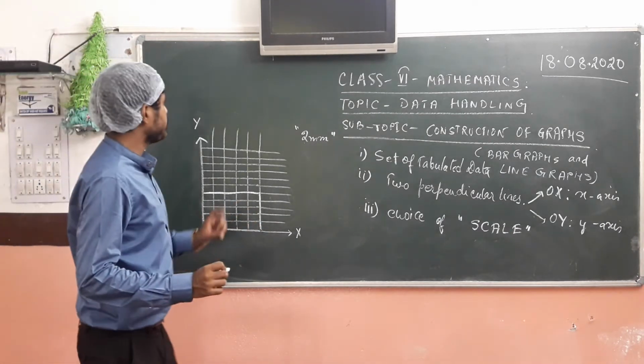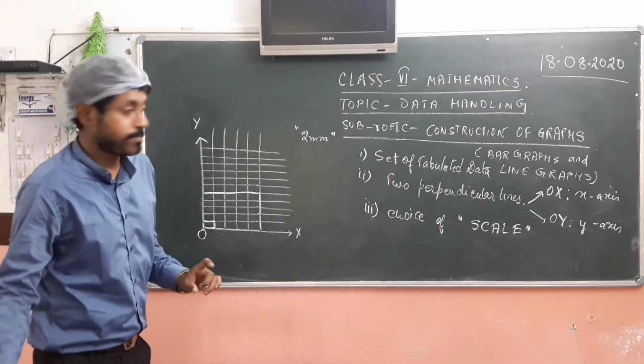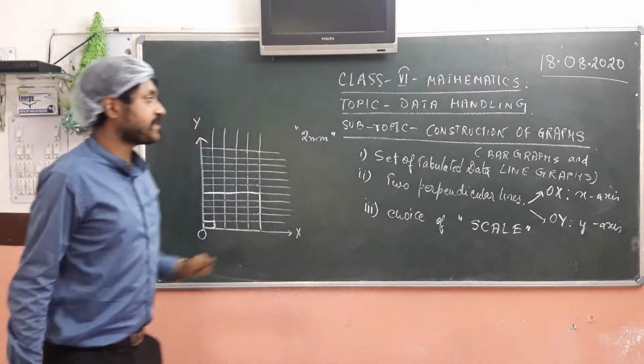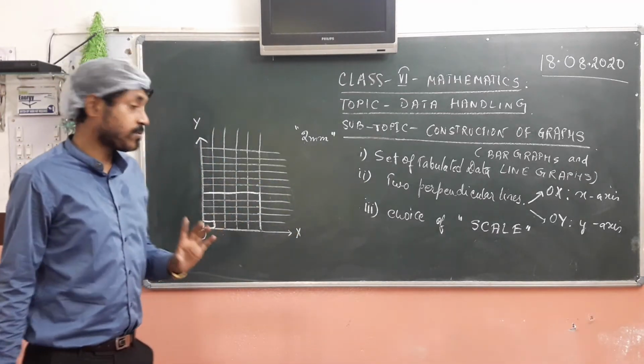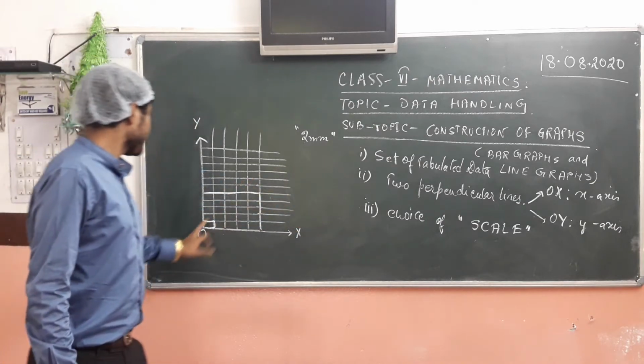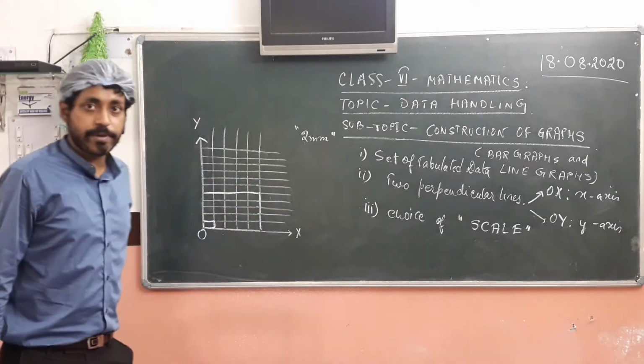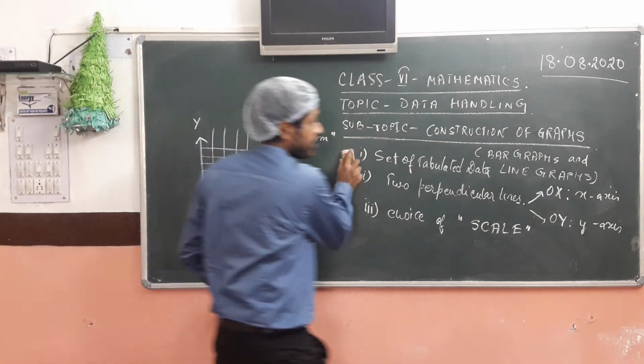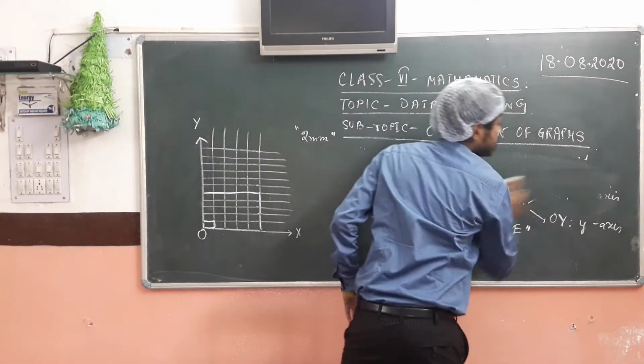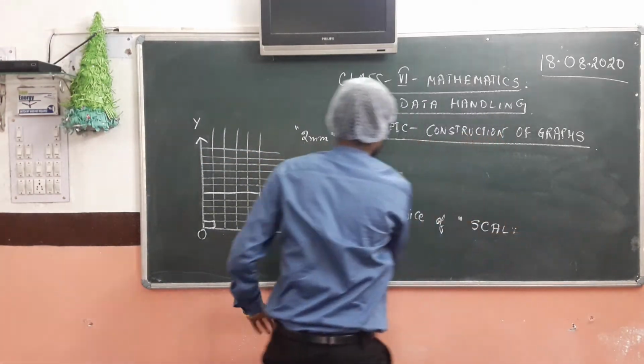So therefore, first let us consider a problem. We need a set of tabulated data which we already have in the form of a problem. We need two perpendicular lines. We have drawn perpendicular lines. Choice of scale will come after we receive the data. So first we shall receive the data.